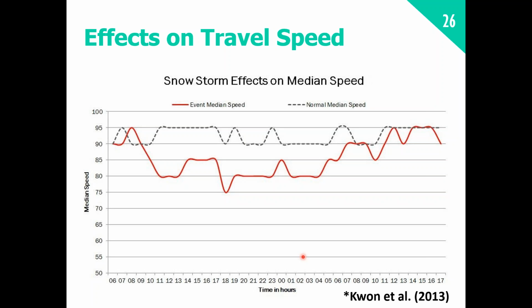Here's an example that uses the speed as a function of a snowstorm effect. The dotted line represents the median speed that you would expect under normal conditions. The red line represents the median speed under snowstorm events. And the space between tells us how much speed was lost over the entire snowstorm. We can then calculate the total area representing the amount of speed lost and use it to determine if the maintenance standards have been met.